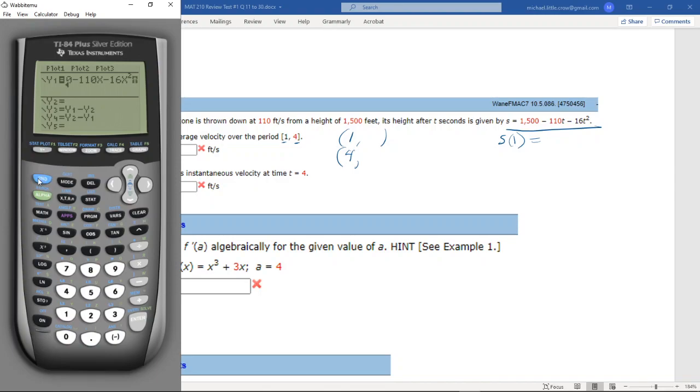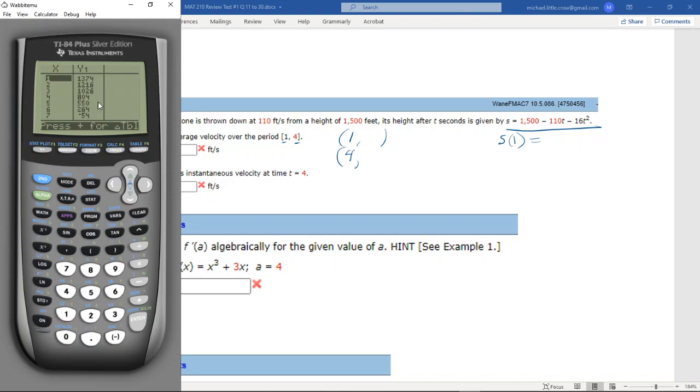So let's go to table set. I just want to make sure I'm on auto. We need to start at 1 or 0. Let's start at 1. And let's have our table change by 1. So it's going to go 1, 2, 3, 4, 5. Now let's go second, the graph button, which is table, it gives us our table.